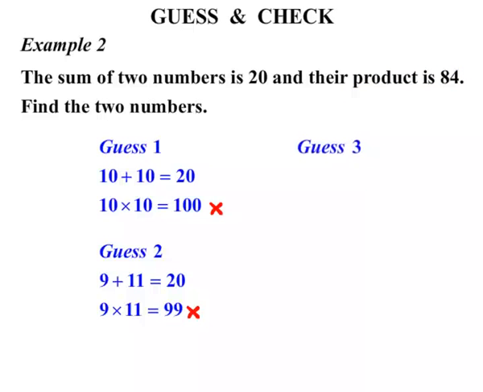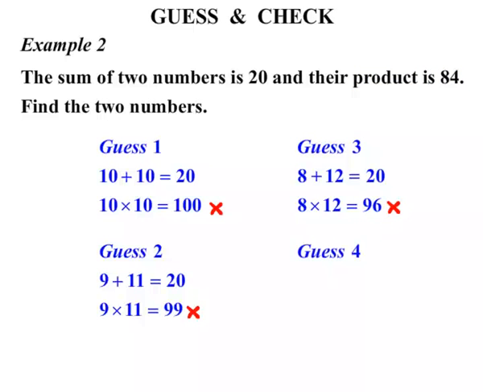So our third guess now, two numbers add to give 20. What about 8 and 12? 8 plus 12 equals 20. Now their product is 84. Well, let's see. 8 times 12, that's the product of these numbers. And 8 times 12 is 96. Okay, 96 compared to 84. We're getting close, but still not quite right.